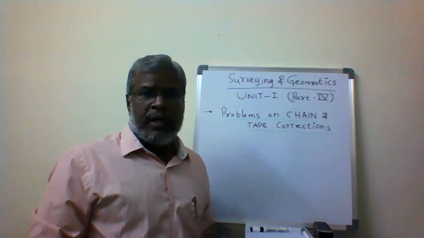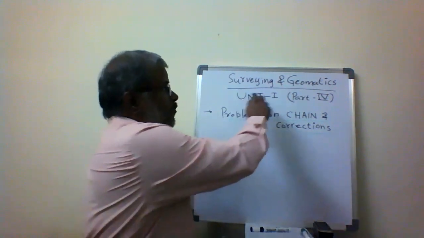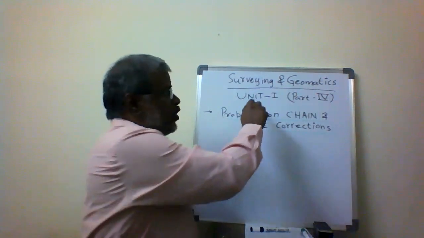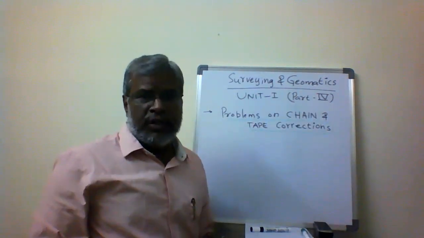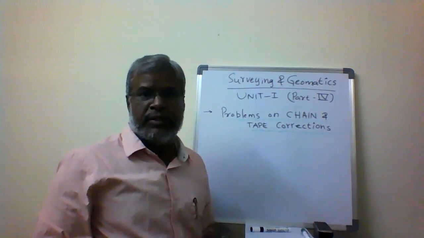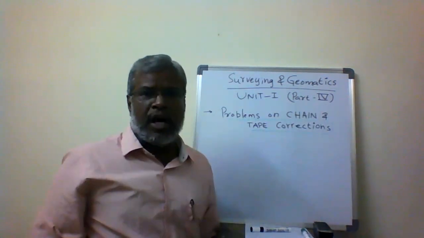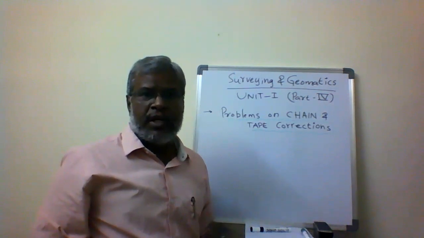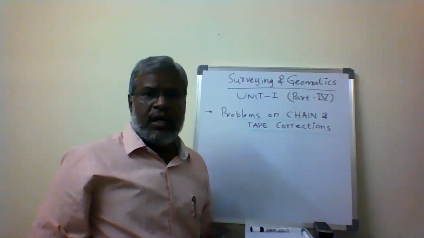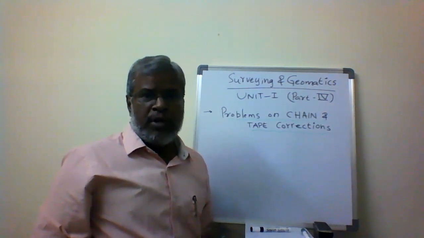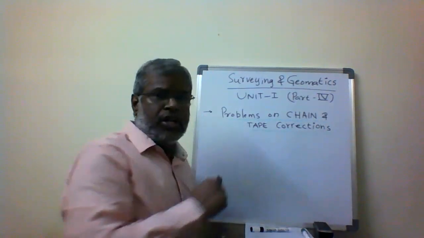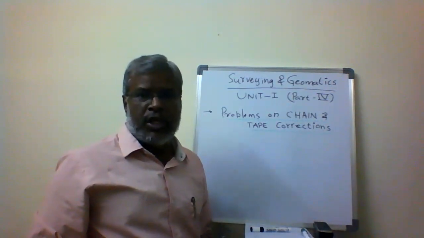So, I'm going to be discussing the subject Surveying and Geomatics, Unit 1, Part 4, for the second year first semester students. Part 4 means the fourth session. Three sessions are already completed. In the fourth session, I'm going to be taking the problems on chain and tape corrections.